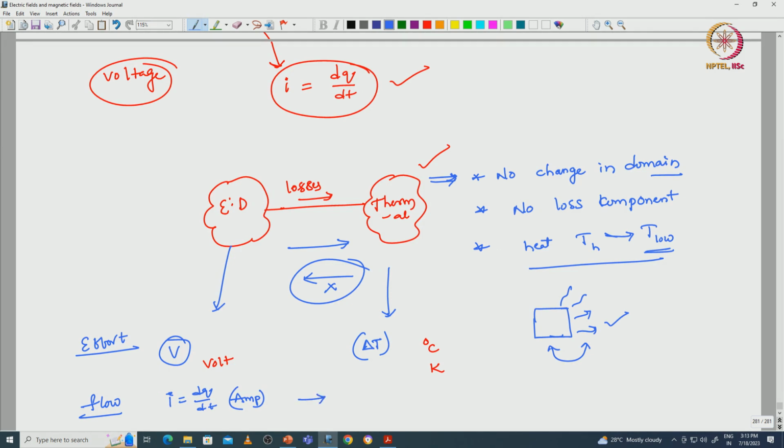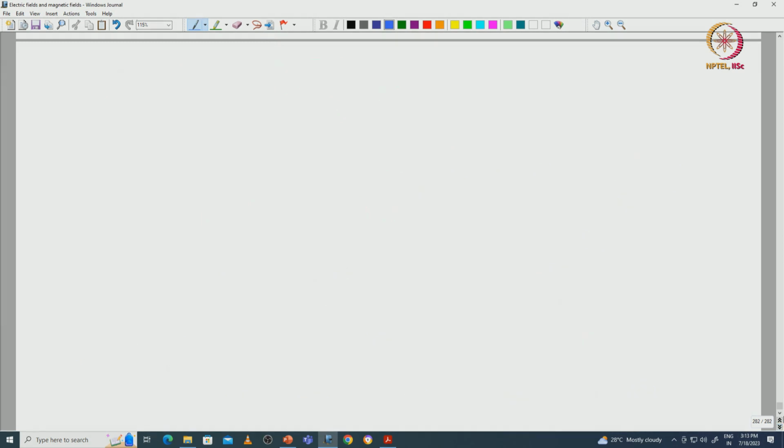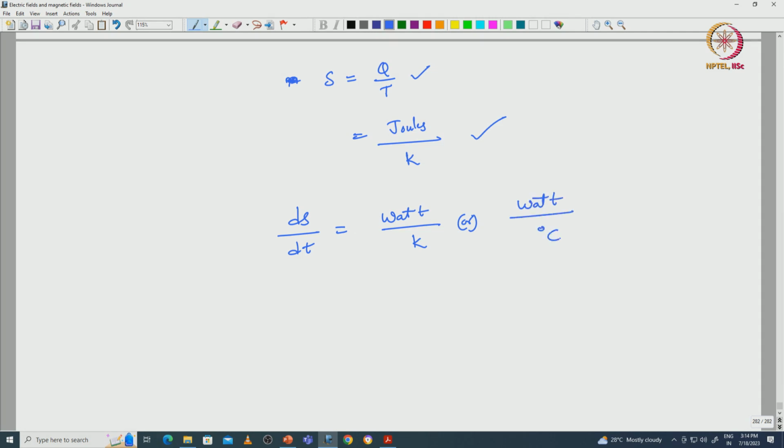The flow variable in thermal domain is change or movement of entropy, that is dS by dt. Here entropy is nothing but measure of thermal energy. S is equal to thermal energy per unit temperature. Entropy is a measure of thermal energy or heat per unit temperature. The units are, Q is nothing but joules, and temperature is nothing but Kelvin or degree Celsius. The entropy units are joules per Kelvin, and flow variable units, dS by dt, are watt per Kelvin or watt per degree Celsius. These are the units for change in entropy with respect to the time.